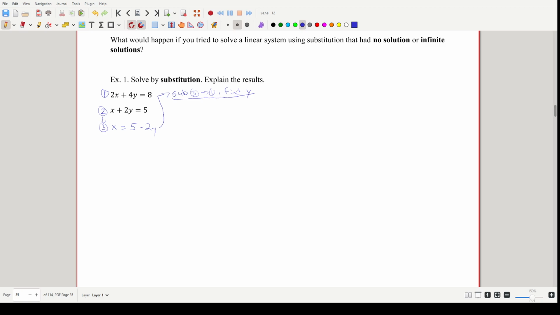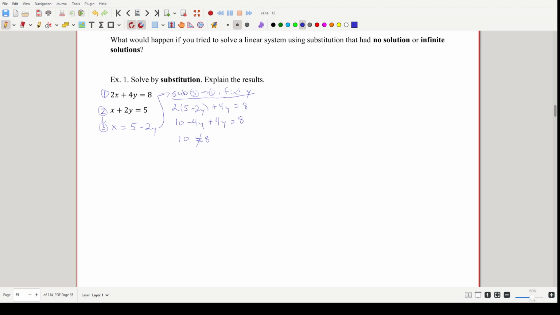Okay, so wherever we see an x, we have to put 5 minus 2y. So 2 times (5 minus 2y) plus 4y is equal to 8. Now we just got to do the work. 2 times 5, we got to distribute here. 2 times 5, well, that's 10. 2 times negative 2y, that's going to be minus 4y, plus 4y is equal to 8. Uh-oh. So we have 10 minus 4y plus 4y. Those both go away, and on the other hand side, we have 8. 10 equals 8. That is not possible.